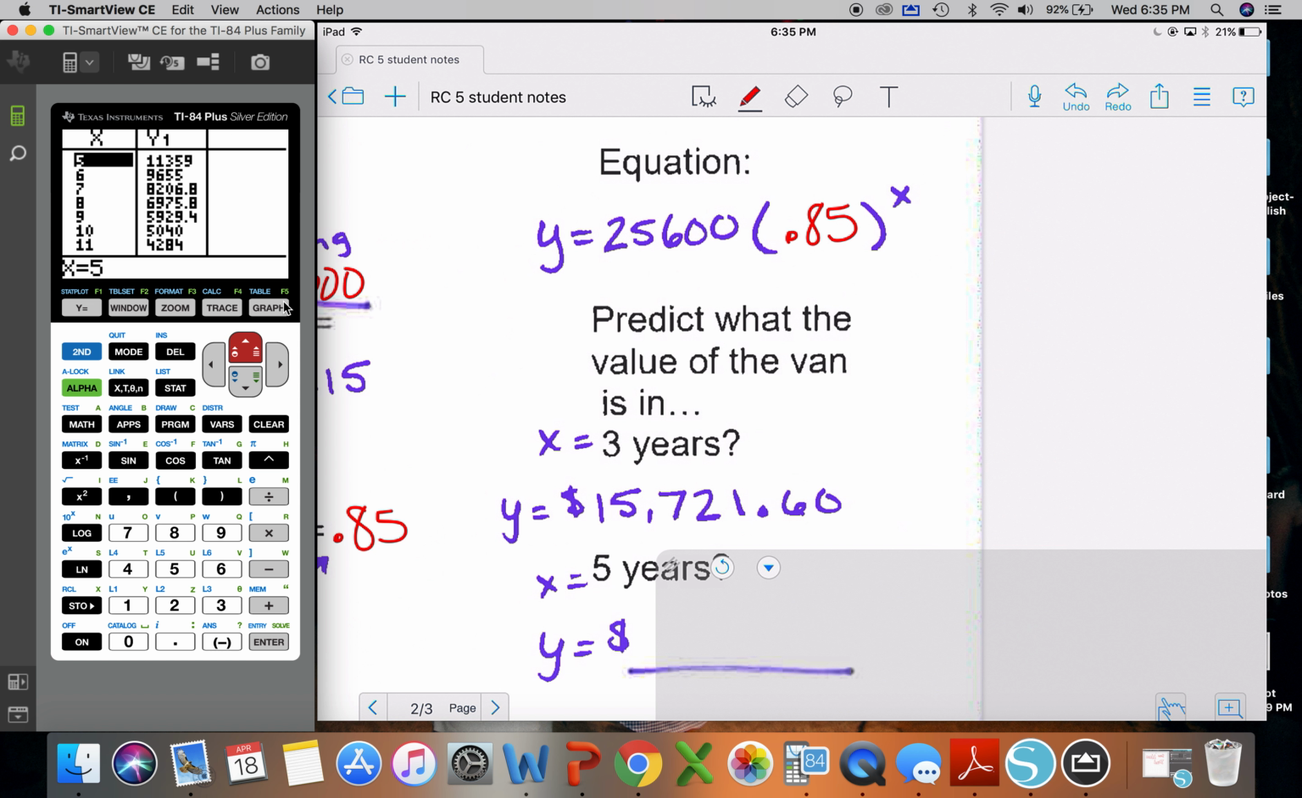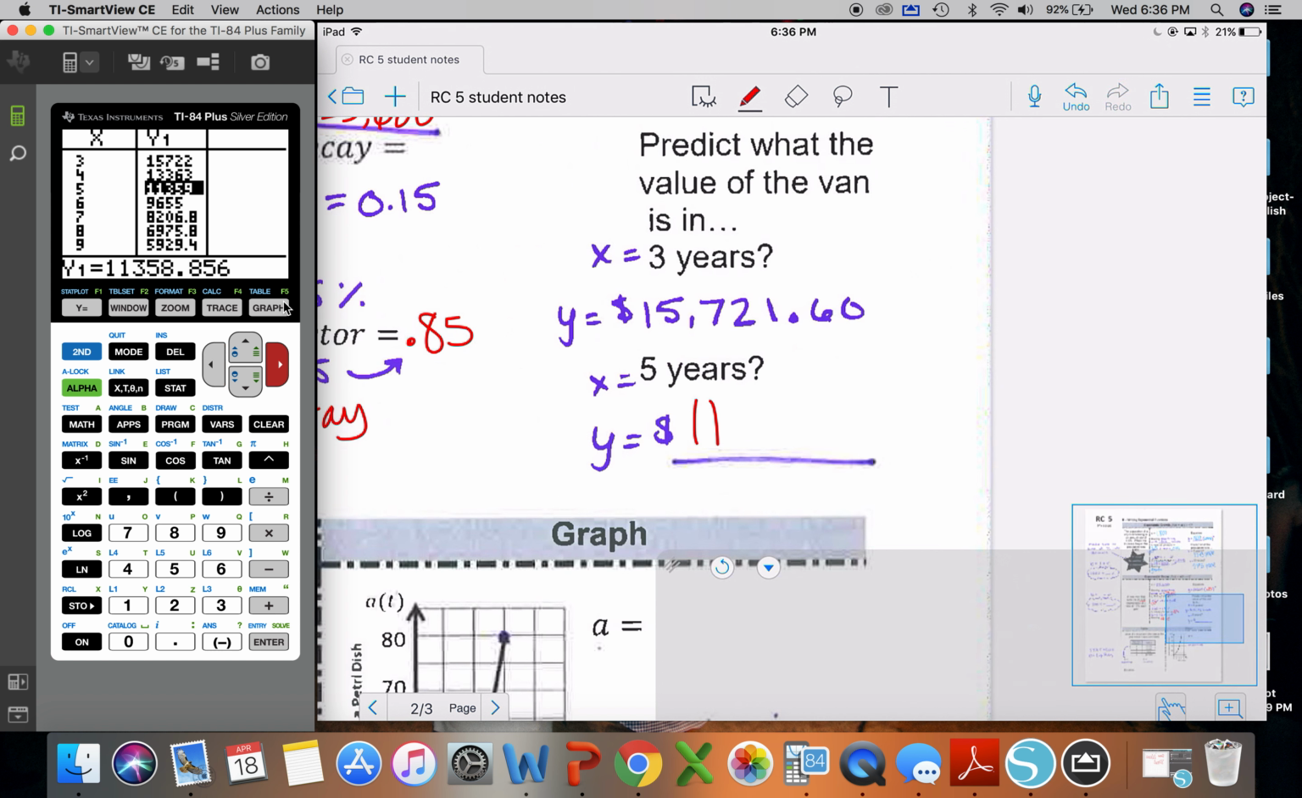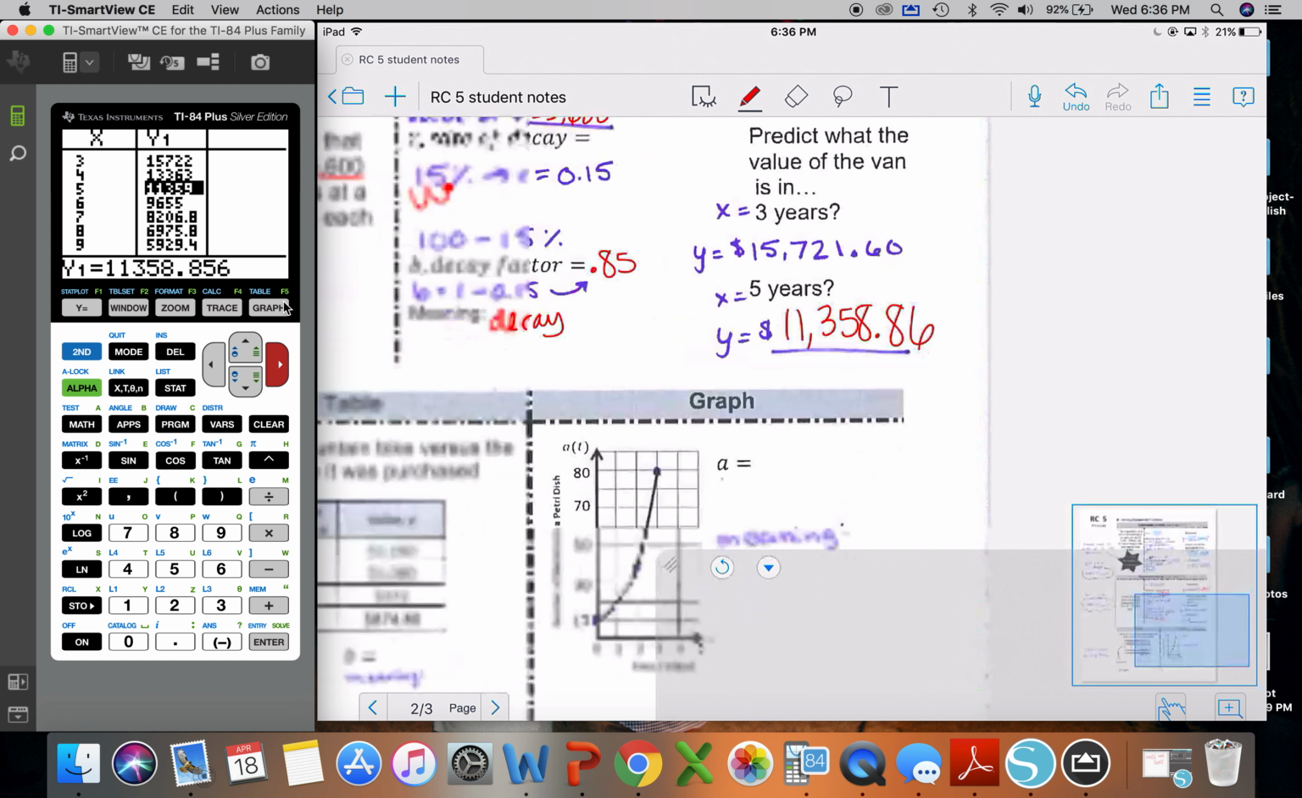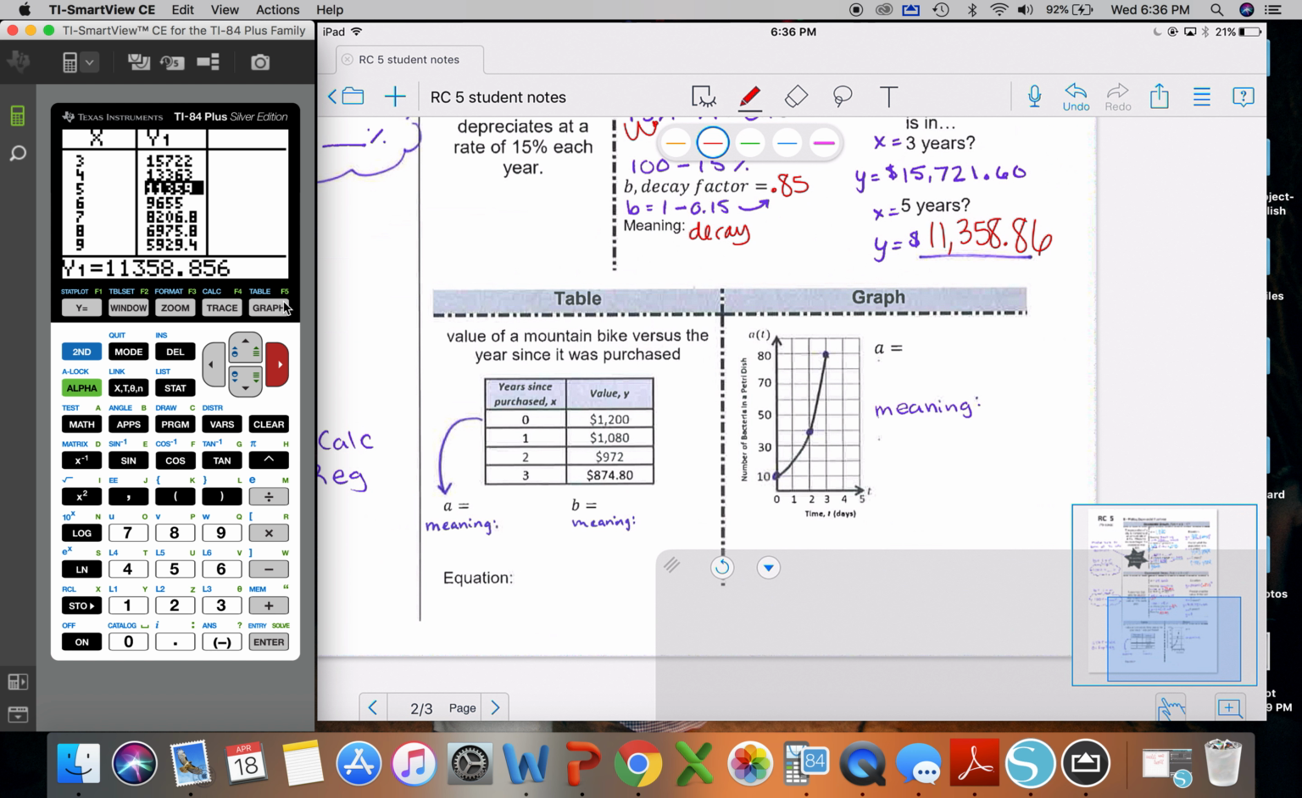So in my table, again, years is still x. So in 3 years, it's going to be $15,721.60. And this one, money rounds to 2 numbers after the decimal. And then in 5 years, it's going to be worth $11,358.86. And we again round that to 2 decimals because of money.